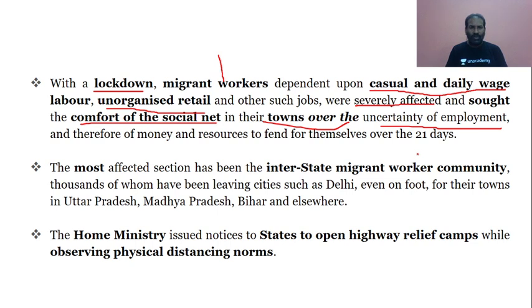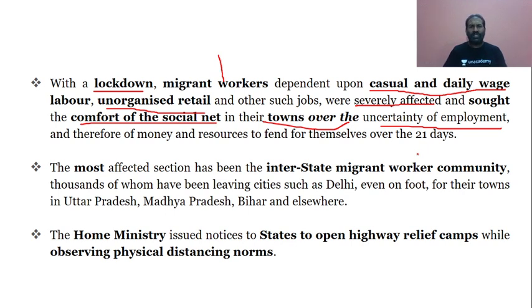What they wanted was a kind of comfort in their social net. That means they felt they would be more comfortable in their respective towns, villages or states, rather than staying in a place where there is no support. Because it is a national lockdown, there are no jobs. They felt that rather than being uncertain and unemployed, it is better to go to their respective towns. That made them throng onto the highways, and even if they did not get any vehicles, they were still walking, more than 100 kilometers.